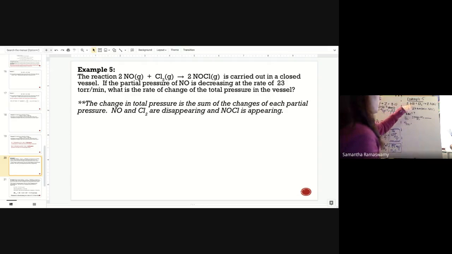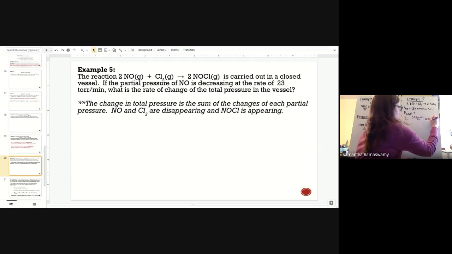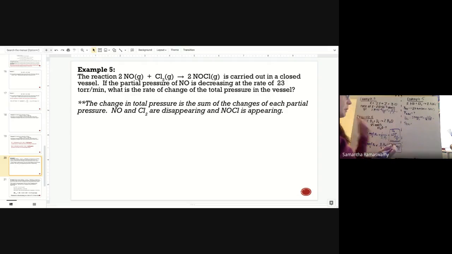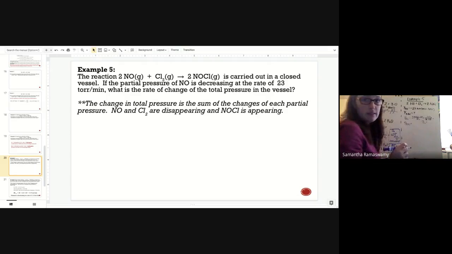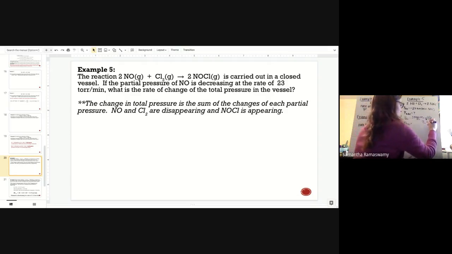I'm going to look at the balanced equation. For every 2 NOs, there's 1 Cl2. So right now I'm figuring out the pressure of Cl2. How is the pressure of Cl2 changing? So 23 divided by 2 is 11.5. So the pressure of Cl2, now it's a reactant. It's being used up. So the pressure of Cl2 is decreasing by 11.5 torr per minute.